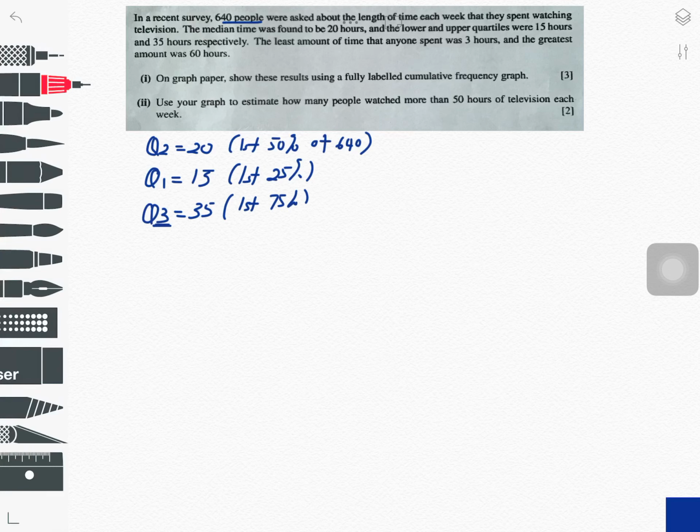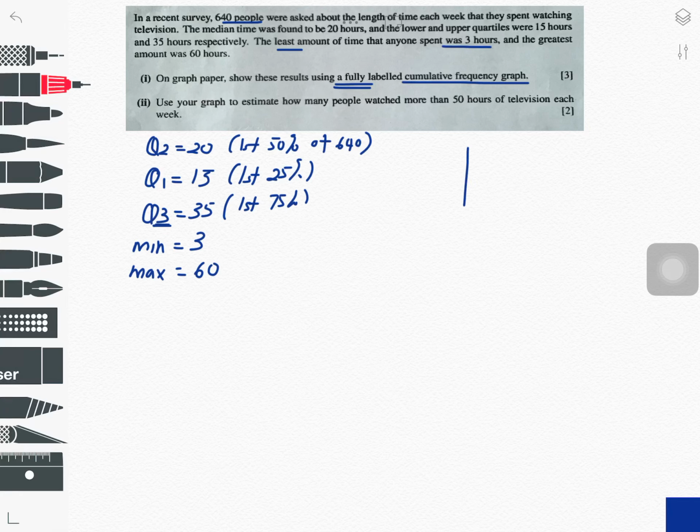The least amount of time somebody spent was 3 hours. Least means minimum value, taken 3 hours. Greatest value is maximum, 60 hours. Okay. Now they say on a graph paper, show these results using a fully labeled cumulative frequency graph.